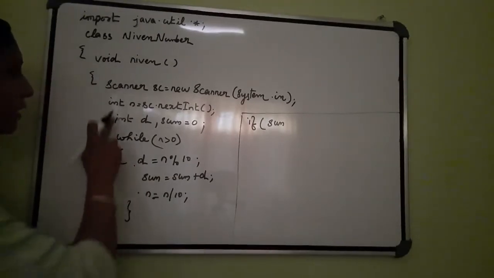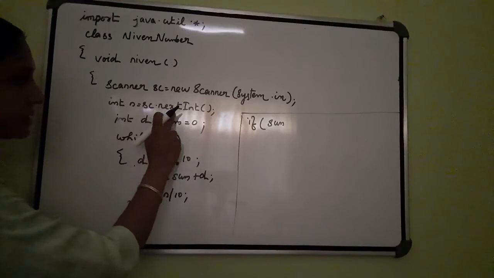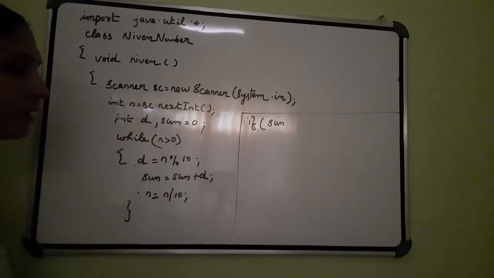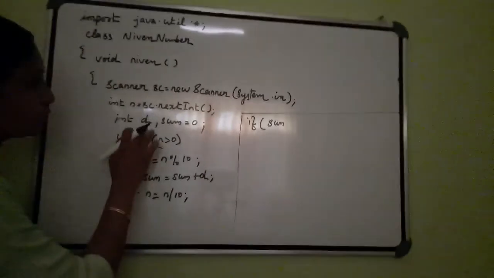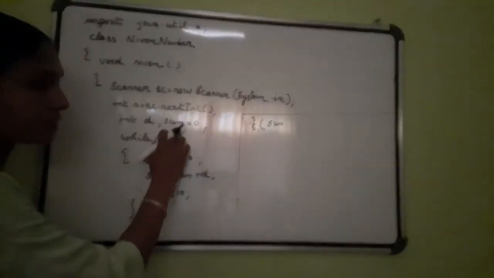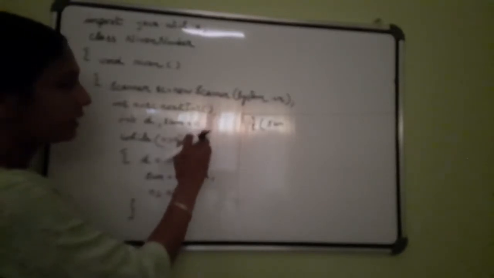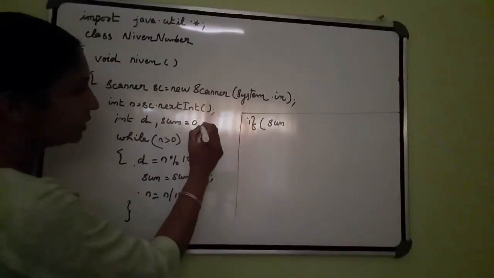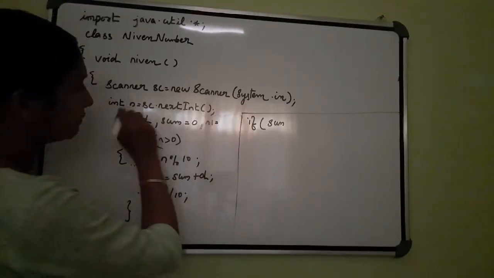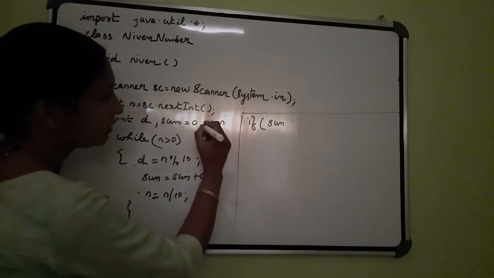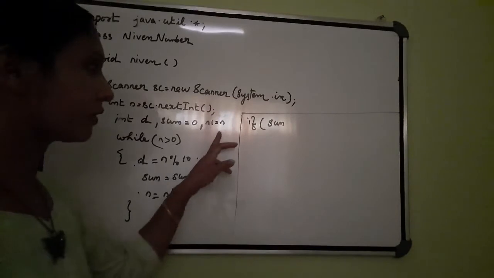Okay. After that, we have to read the number from the user. How to read? int n is equal to sc.nextInt. Then what are the variables we used here? We know we have to extract the digit. For that purpose, I am using d. To find the sum, I am using sum, and the initial value of sum is equal to 0. And one more variable we need. We need another number, n1, which I will equate with the number we had read from the user.